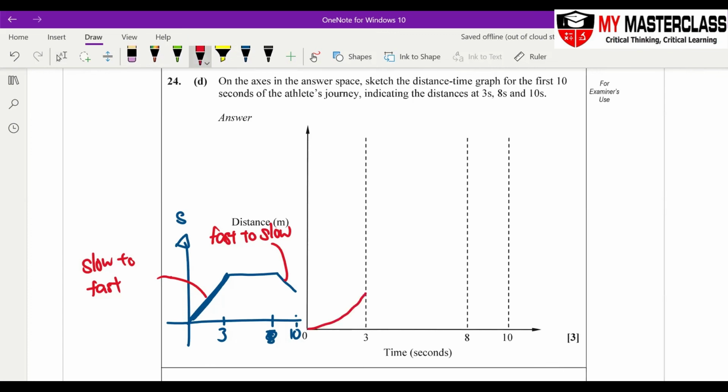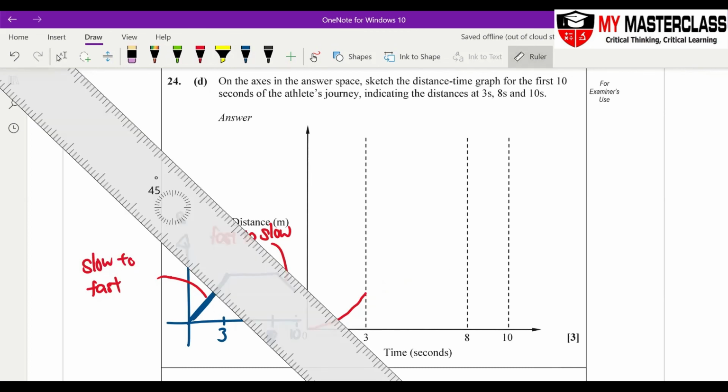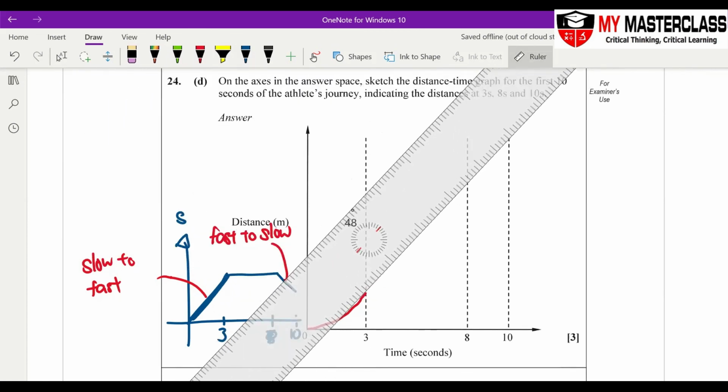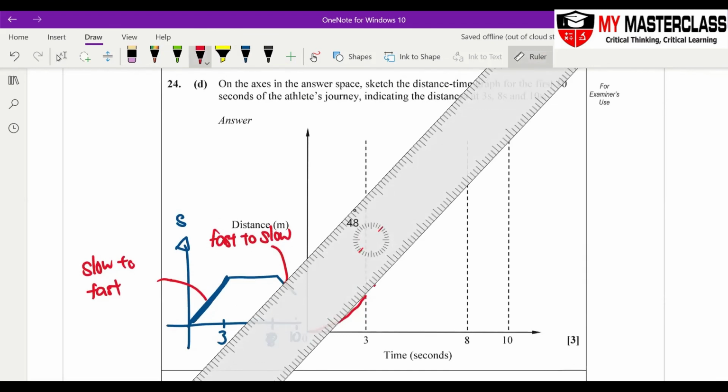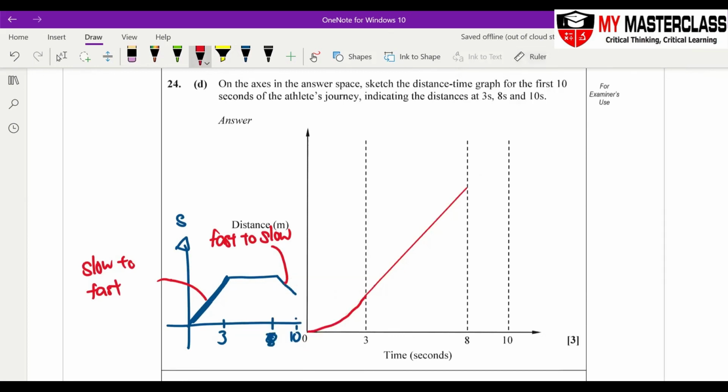Look at the gradient here. This gradient, you must use this gradient. You cannot draw it differently. You see, this part is going to shoot upwards, so you must follow this part. You cannot suddenly go like that. You must follow the gradient like over here. You must almost follow the gradient of the very last part that you're going up. And then the last part is called fast to slow.